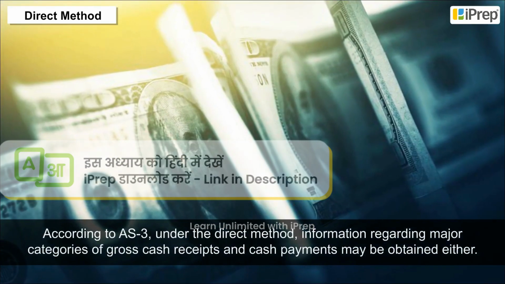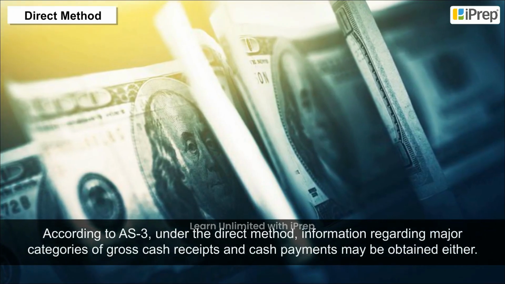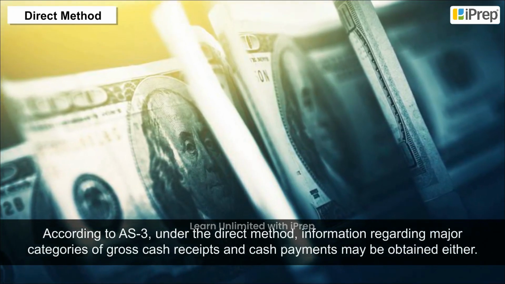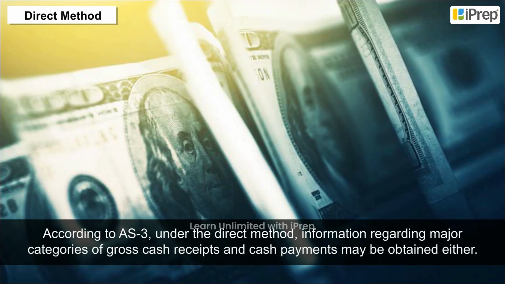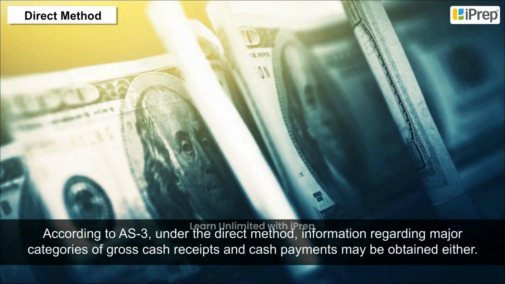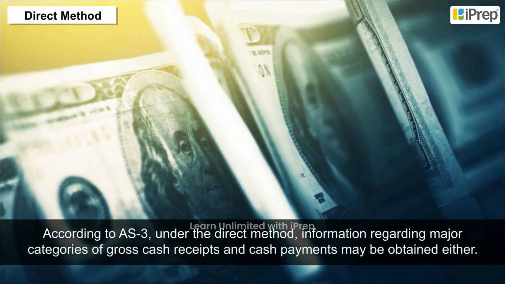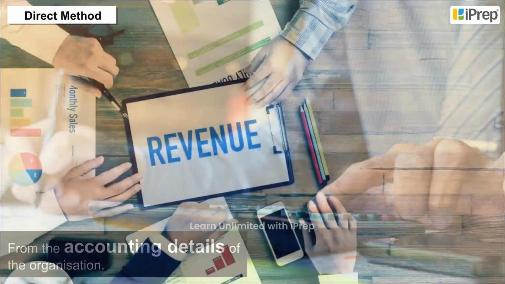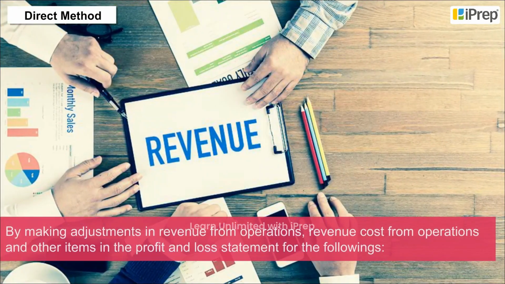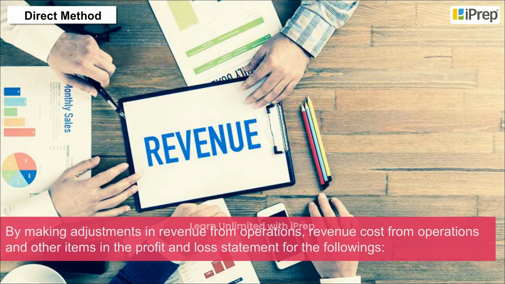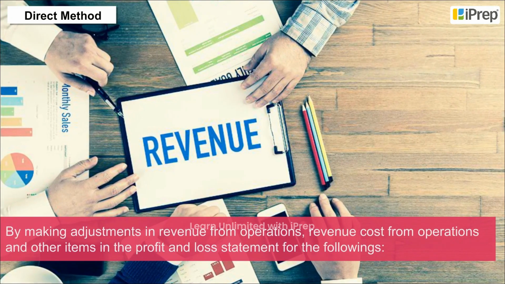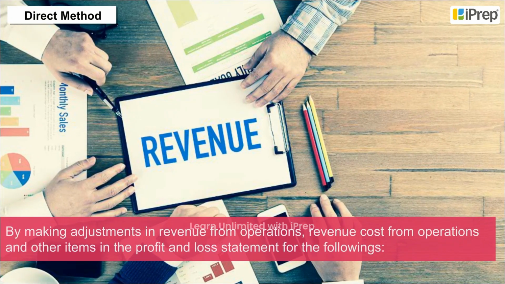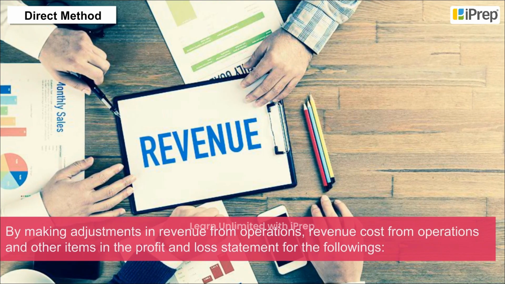According to AS3, under the direct method, information regarding major categories of gross cash receipts and cash payments may be obtained either from the accounting details of the organization, by making adjustments in revenue from operations, cost of revenue from operations, and other items in the profit and loss statement for the following.